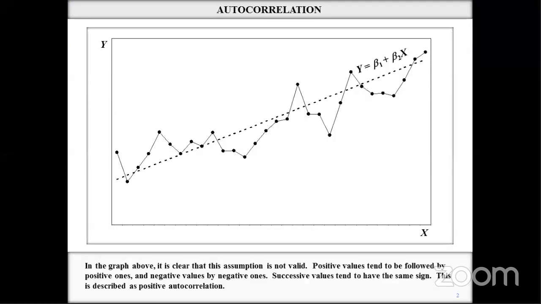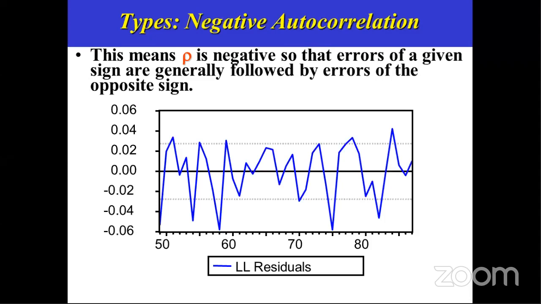Positive autocorrelation can also be seen from one more diagram like this. Positive values are followed by positive values, negative values followed by negative values. That means when the value of ut minus 1 increases, ut also increases. If the value of ut minus 1 decreases, the value of ut also decreases. That's why we call this a positive autocorrelation. Whereas in case of negative autocorrelation, one is positive and the other is negative. For example, if ut minus 1 is positive, ut is negative, and vice versa.